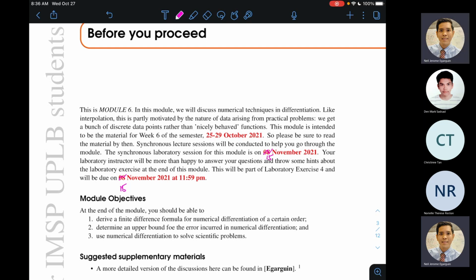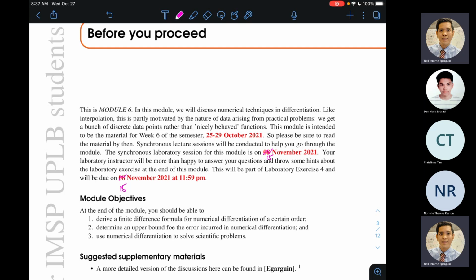Okay? So now let's start talking about the brand new chapter in the course. So we'll start with module 6 today, which is basically the start also of chapter 2, which is numerical differentiation. Okay? So I just had a couple of typos here in the before you proceed section of the module.